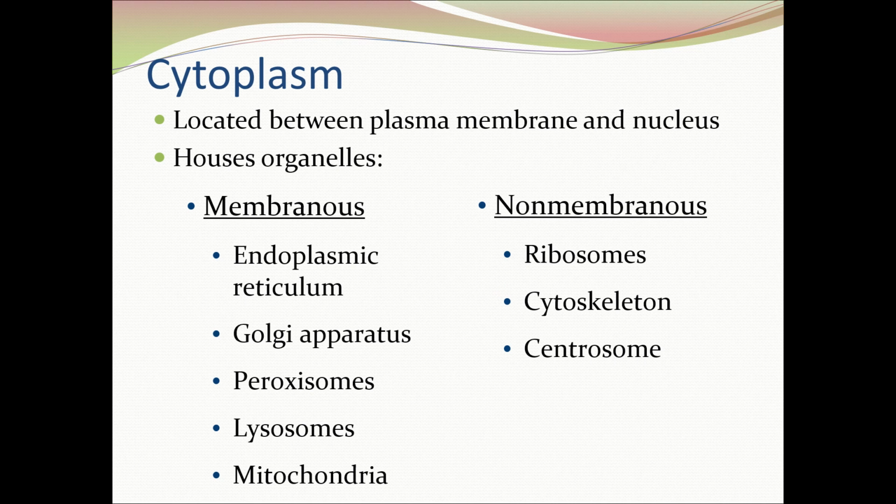It houses two major types of organelles, membranous organelles and non-membranous organelles. Membranous organelles have a phospholipid bilayer just like the plasma membrane, and they include the endoplasmic reticulum, the Golgi apparatus, peroxisomes, lysosomes, and mitochondria. The non-membranous organelles do not have a lipid bilayer around them, and they include ribosomes, cytoskeleton, and centrosomes.